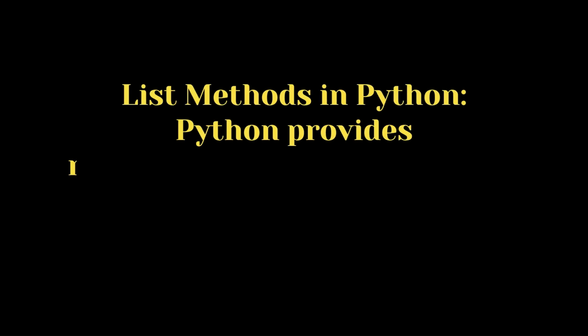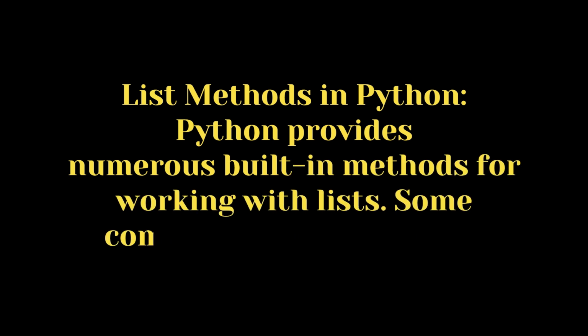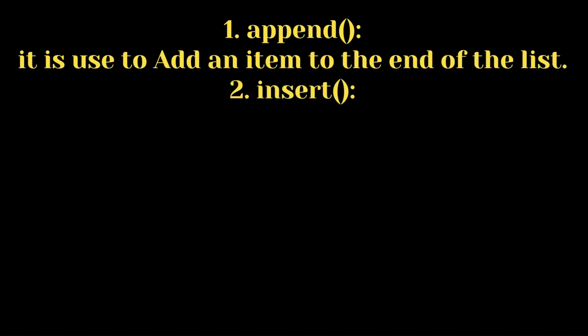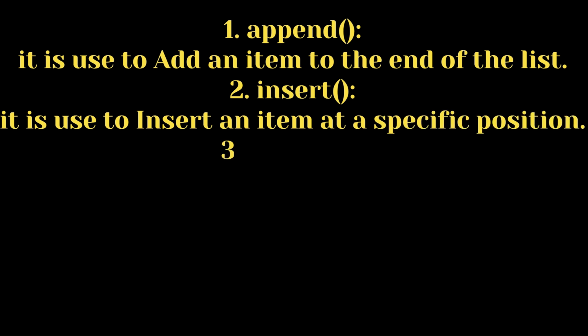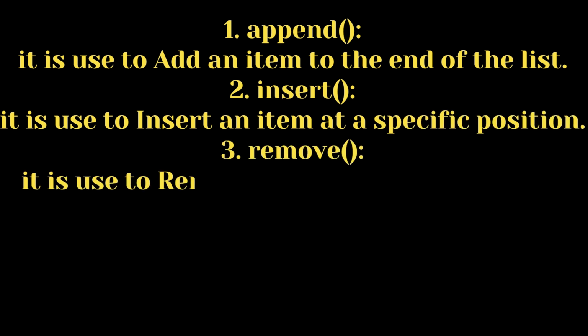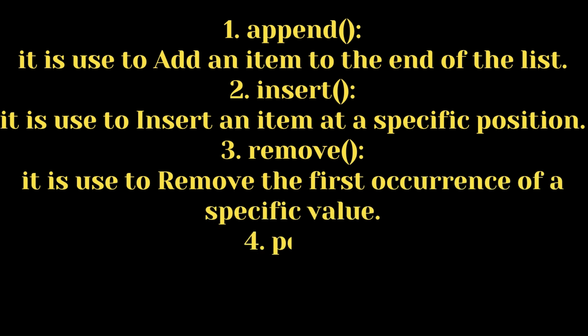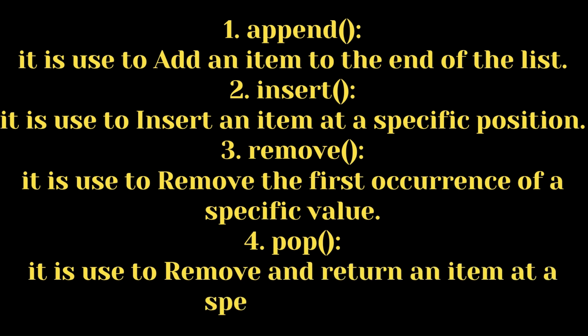List methods in Python. Python provides numerous built-in methods for working with lists. Some common methods include 1. Append. It is used to add an item to the end of the list. 2. Insert. It is used to insert an item at a specific position. 3. Remove. It is used to remove the first occurrence of a specific value. 4. Pop. It is used to remove and return an item at a specific index.